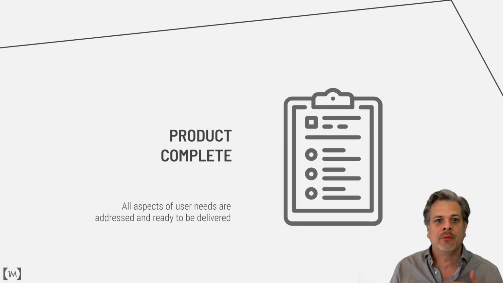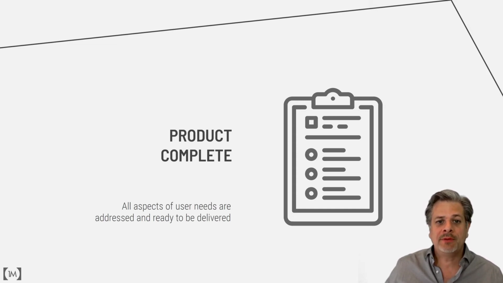What does that mean? Well, there's really no clear definition of what product completion looks like. It'll depend on your organization, but there are a lot of standard expectations about what this process means. Product completion means all aspects of the user's needs are addressed and are packaged up and are ready to be delivered. If they're not ready to be delivered, you don't have a product. If you don't have documentation, you're really not running a product. If you don't have all the bugs documented, you don't have a product ready to go.